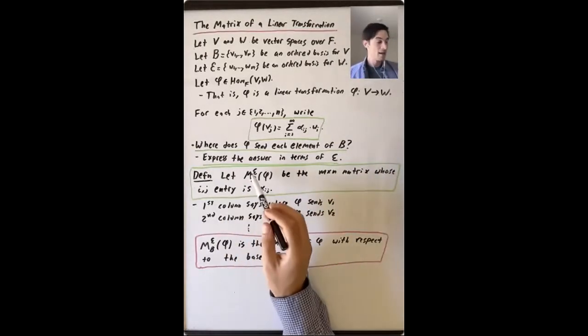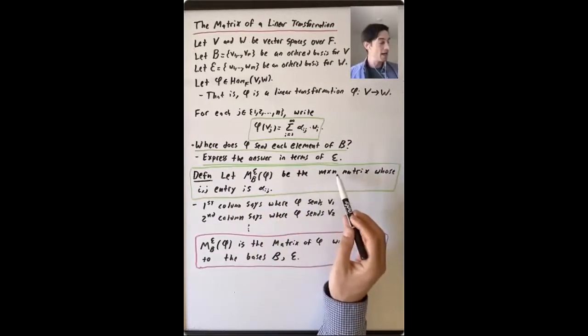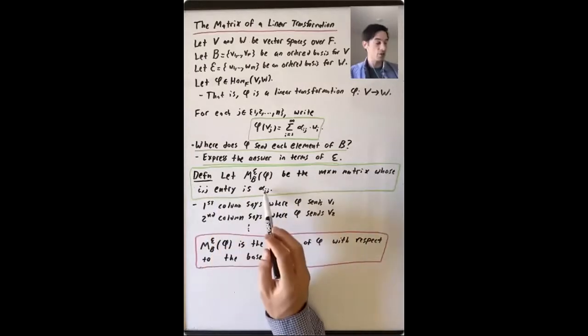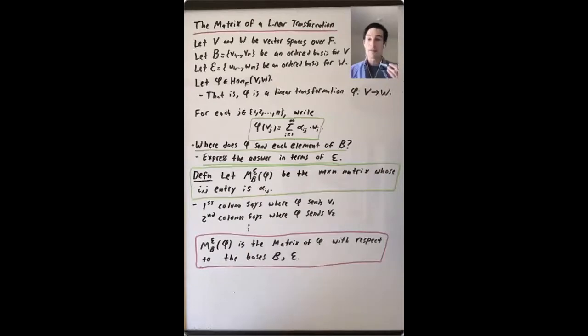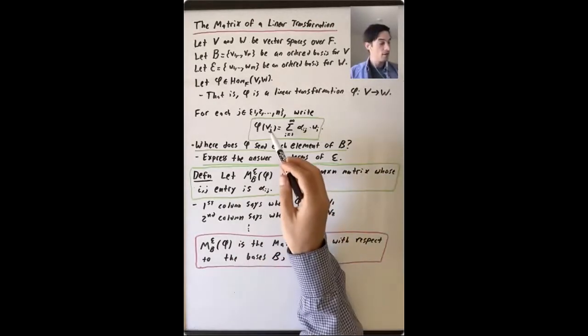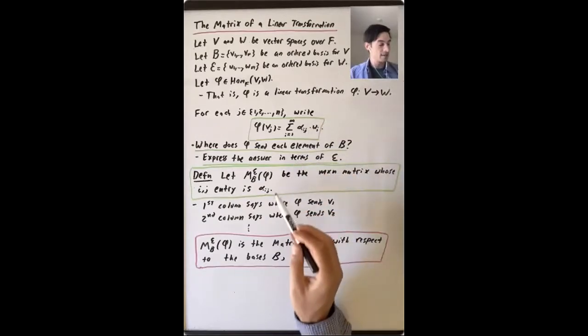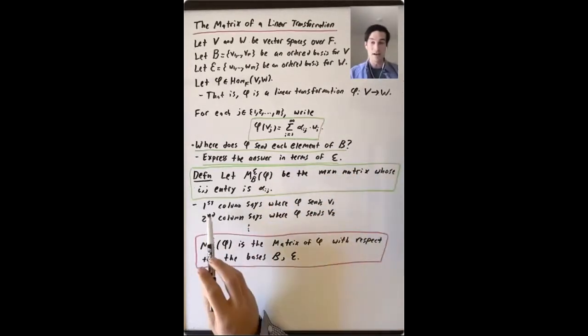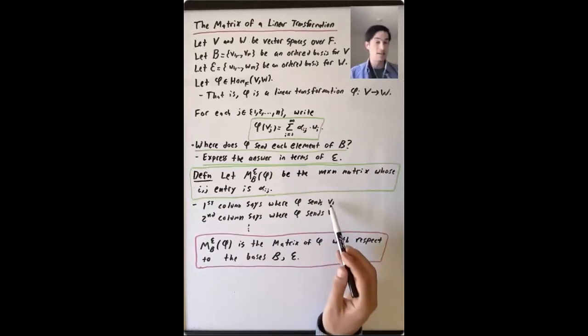We'll define M_B^E(phi) to be the m by n matrix whose ij entry is the alpha_ij that shows up here. So how to think about this matrix? Well, if you fix j to be 1, these are all the alpha_i1. Where do they go? They go into the first column. So the first column of this matrix says where phi sends the first element of the basis B of our vector space V. So the first column tells you where V1 gets sent.